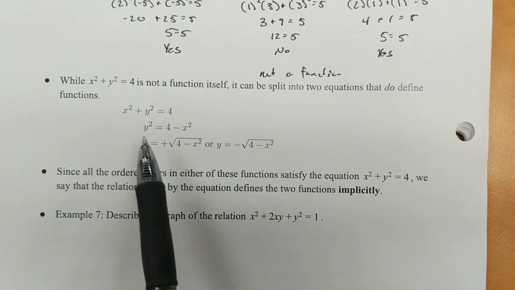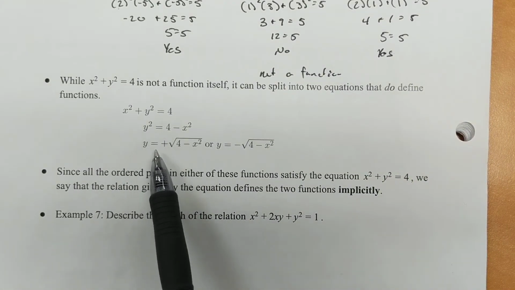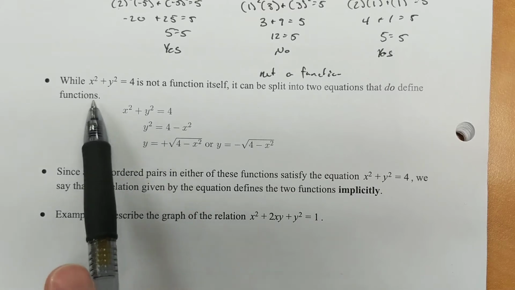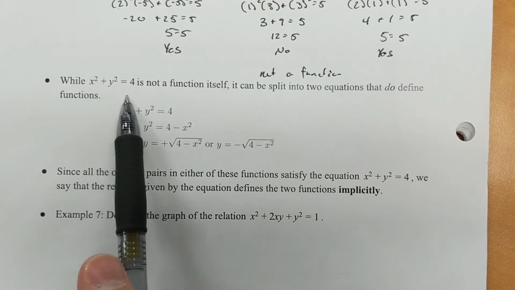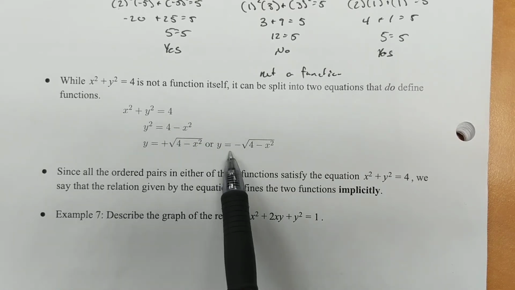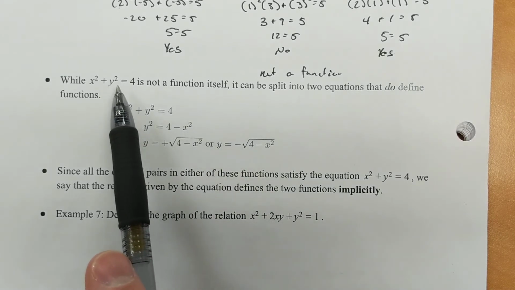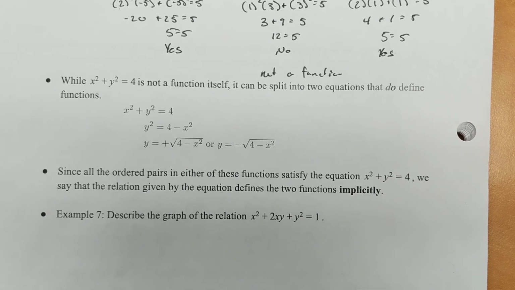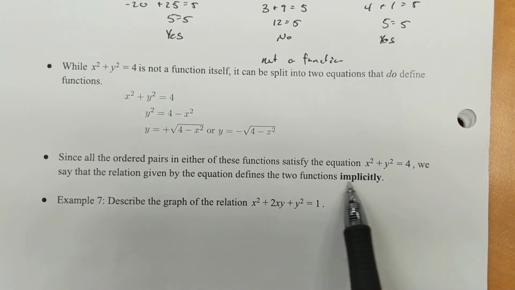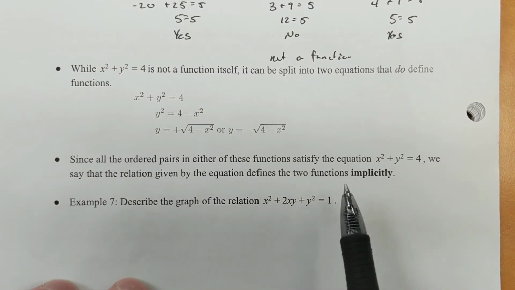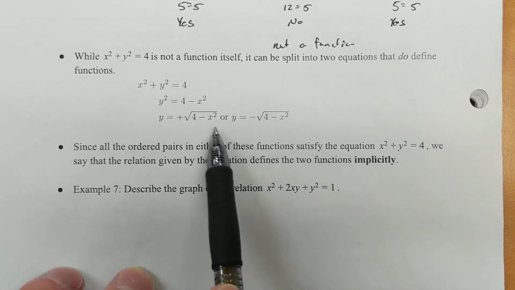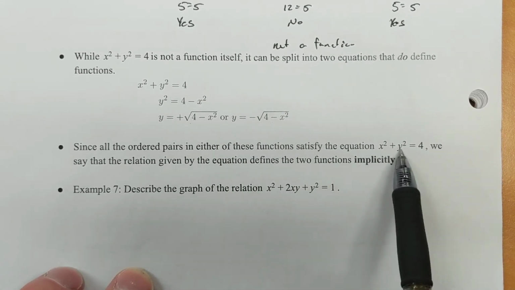So this next one shows how you can split your function apart. x squared plus y squared equals 4 isn't a function, but if I solve it for y, I get 2 equations that when put together will give me the same graph, but individually are functions. So this is referred to as implicitly defined, because these two equations together make up this one.